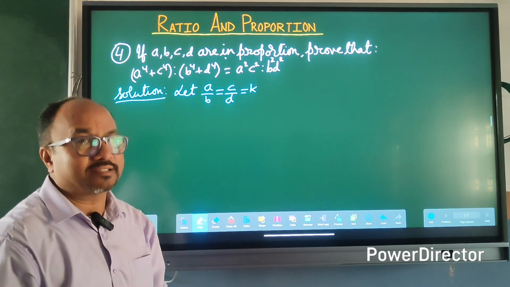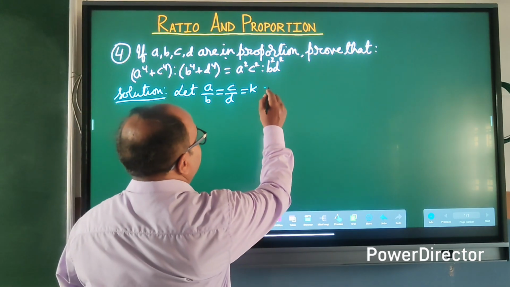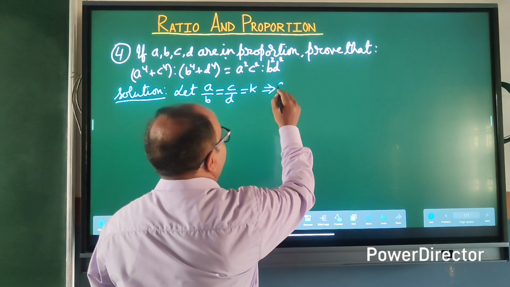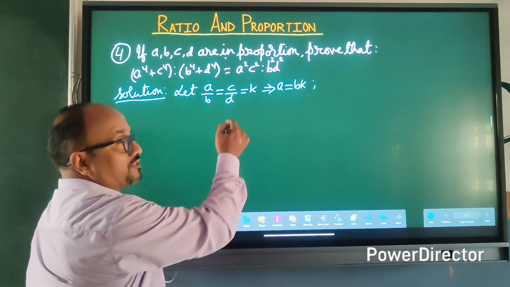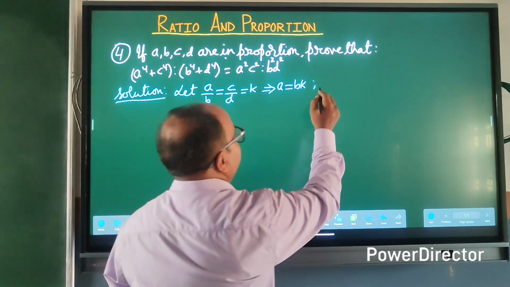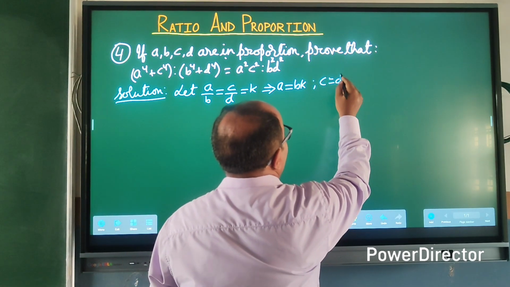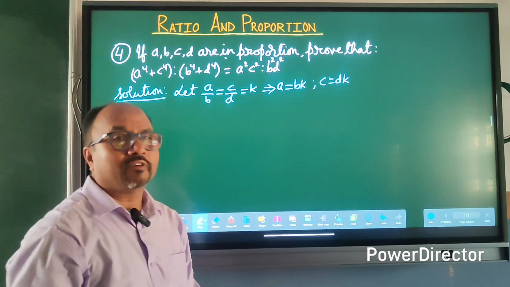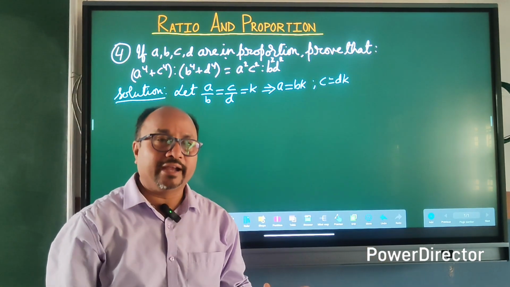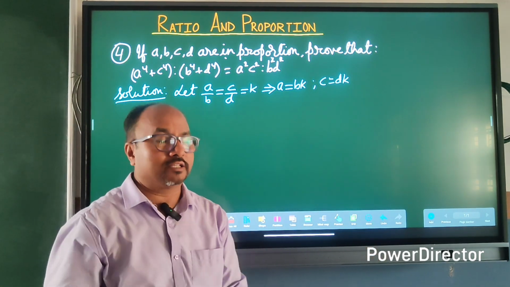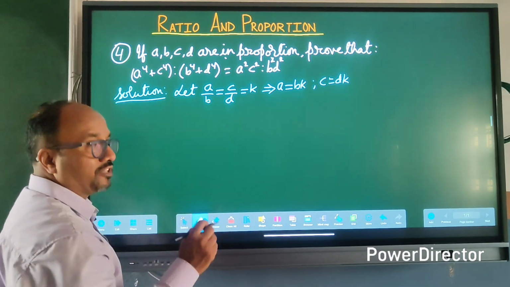We are taking it as K, so this will provide us with, if A by B equals to K, it gives me A equals to BK, and if C by D is equals to K, it gives me C is equals to DK. Now we will be making use of the values of A and C and get LHS equals to RHS. So we start with the LHS part.